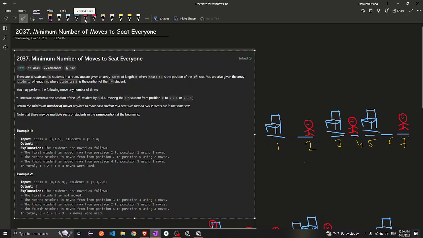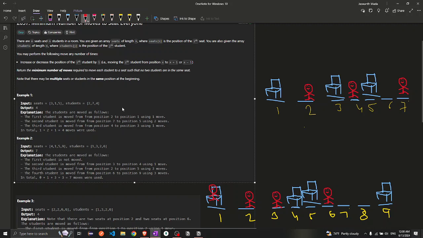So basically, what they're asking is that we're given two input arrays. One is seats and the other one is students. So basically, we have multiple positions, and at these positions, we're having seats, and at these positions, we're having students. And what we need to do is move these students to these seats so that they can sit. But we cannot move them randomly.